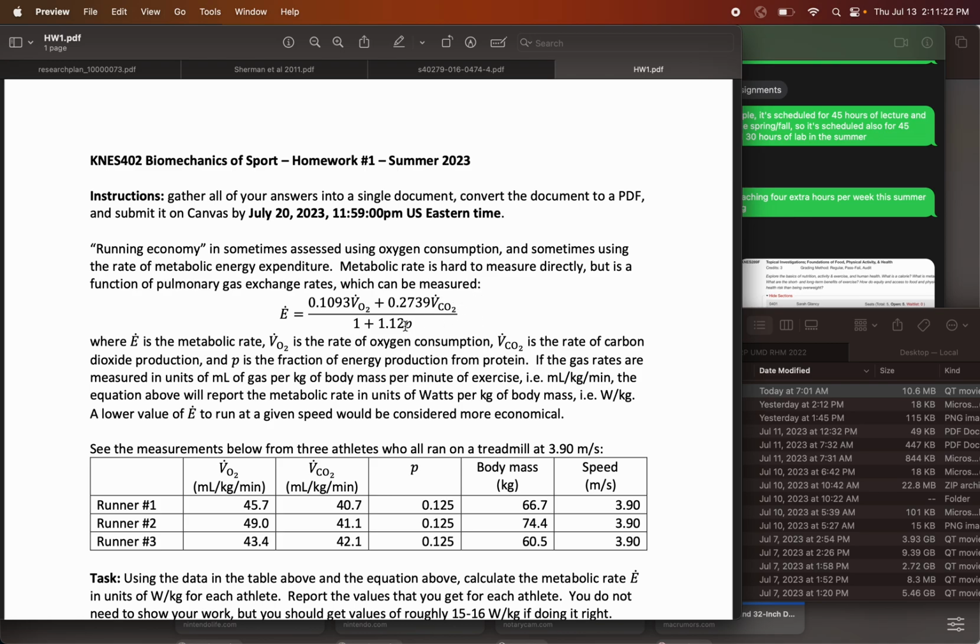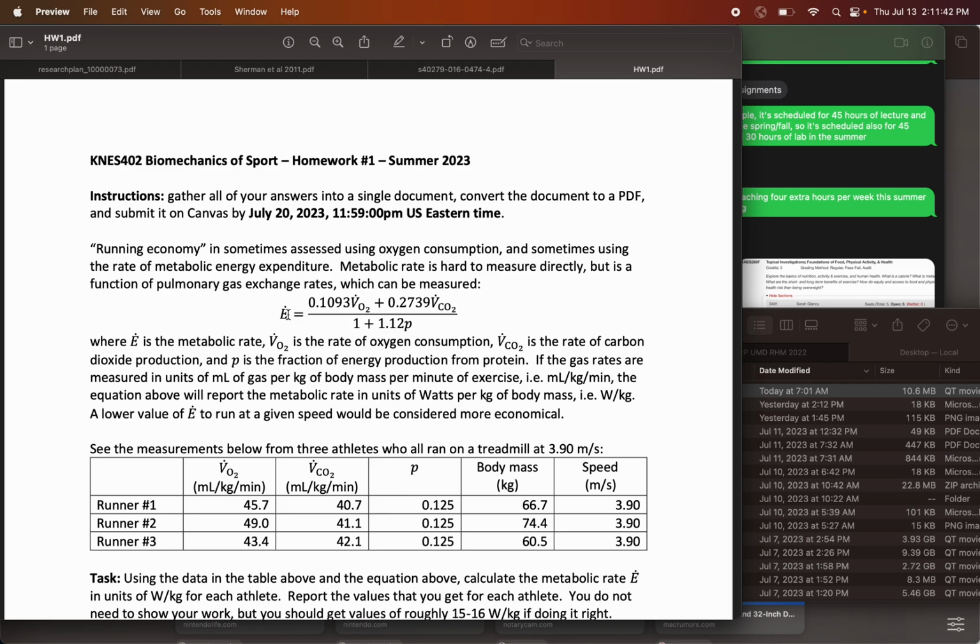Protein, the fraction of energy from protein down here, we can't measure that very easily, but the outcome that you get here for energy is not terribly sensitive to the value that you assume there, fortunately. So we can make measurements of VO2 and VCO2 and an assumption about protein, and from that calculate an estimate of the rate of metabolic energy expenditure.